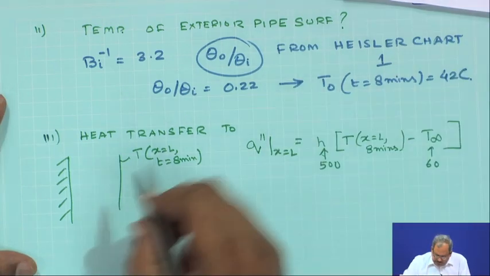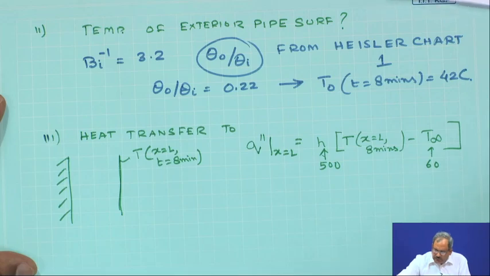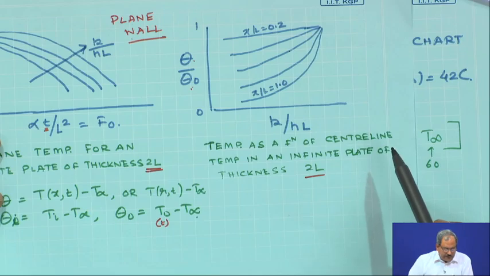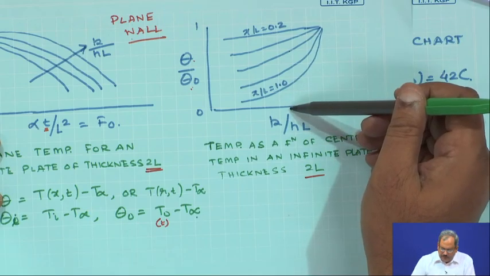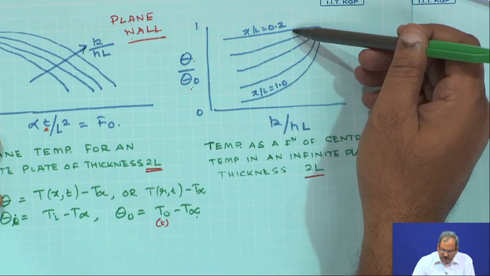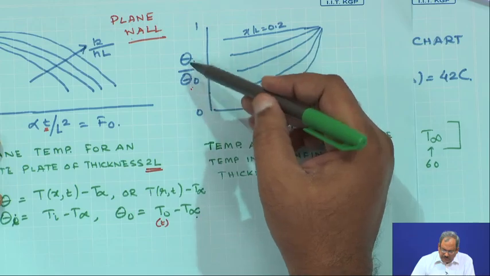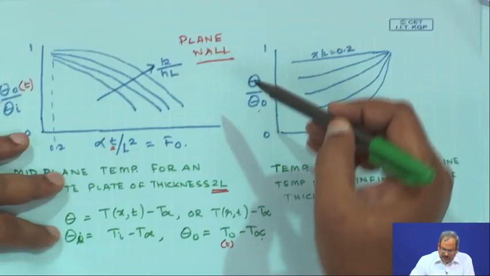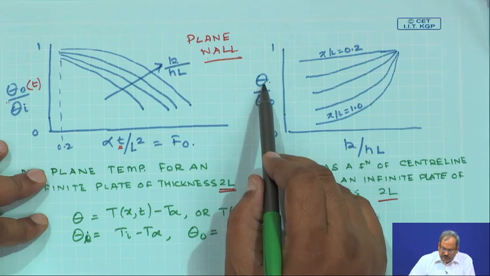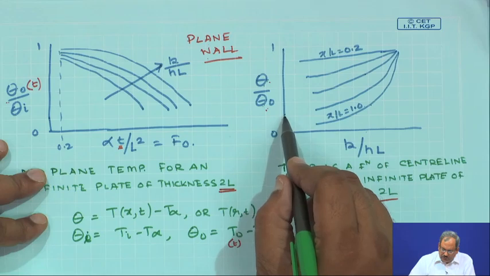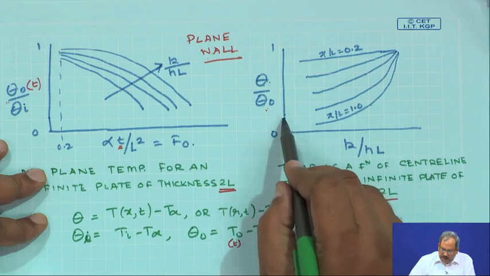In order to find the temperature at x equal to L, you need to use the second chart. In the second chart, you know the inverse of Biot number. You go all the way to x by L equal to 1, and read the value on the y axis. Here theta by theta naught, you have already calculated from before. So, you can calculate theta corresponding to x equals L. This value would give you the temperature of the inner wall of the pipe at a time equal to 8 minutes.